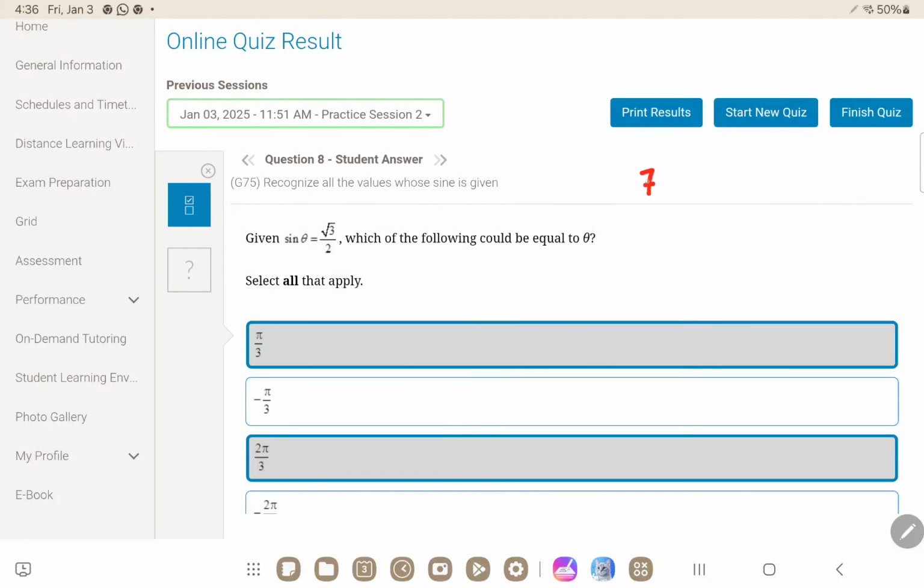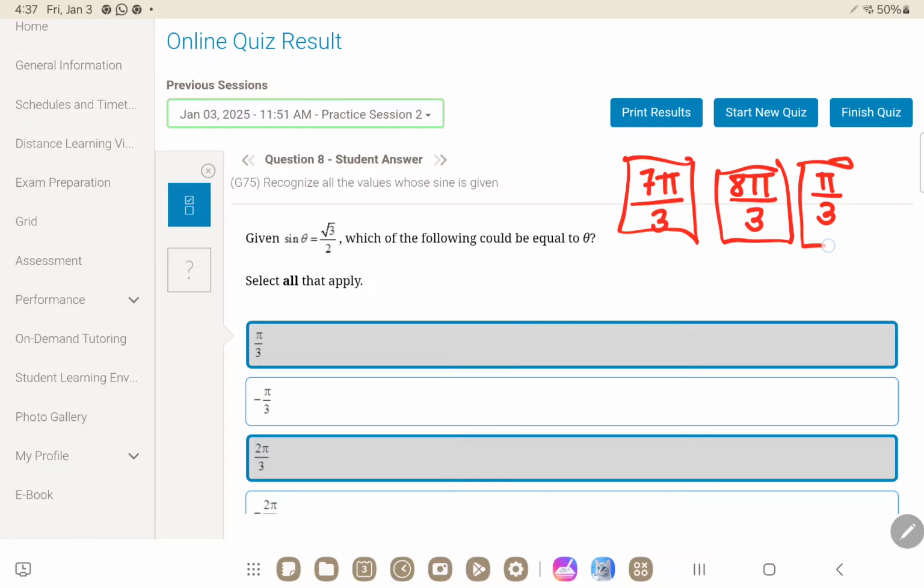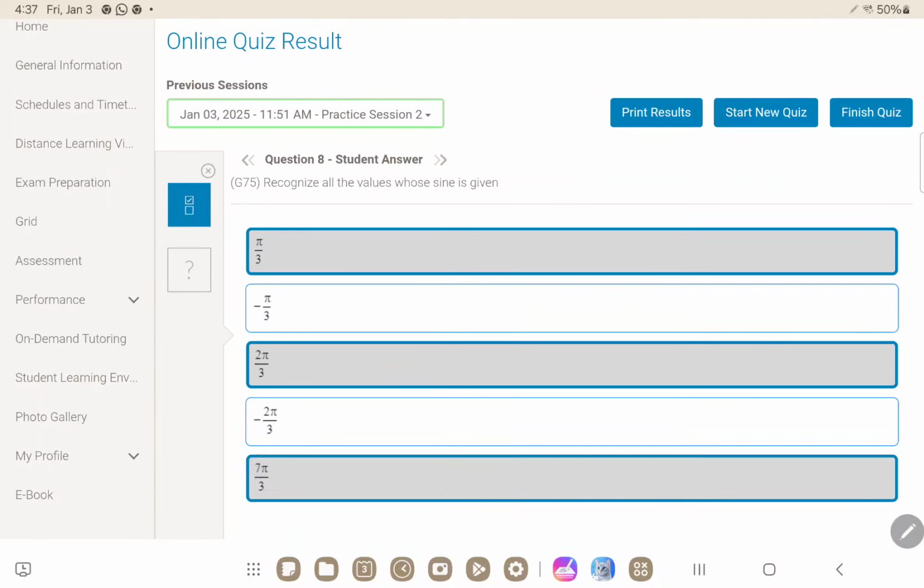So we found the answers 7 pi over 3, 8 pi over 3, and we had the answer pi over 3 memorized because we should, and 2 pi over 3 because we found that by finding the supplement. Now here we have pi over 3, 2 pi over 3, and 7 pi over 3. These are the only ones that are correct. They didn't give us 8 pi over 3, but if they did in the options, it would also be correct.